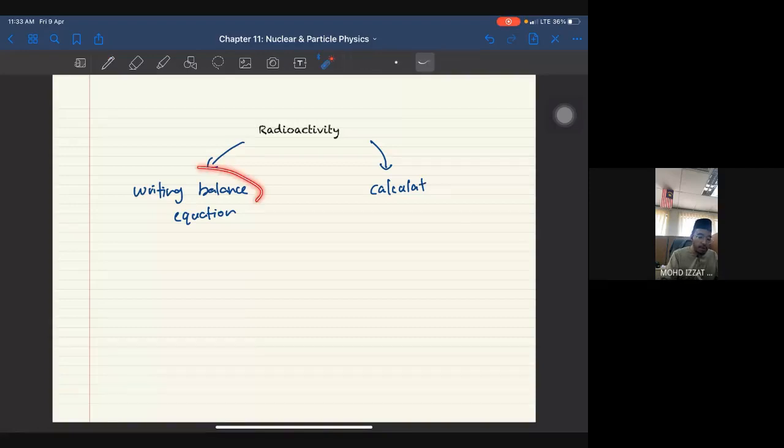I will try to focus on this one first, and then after that we will discuss some of the calculation. Dulu tak susah, and biasanya soalan dia sangat straightforward, so don't worry.